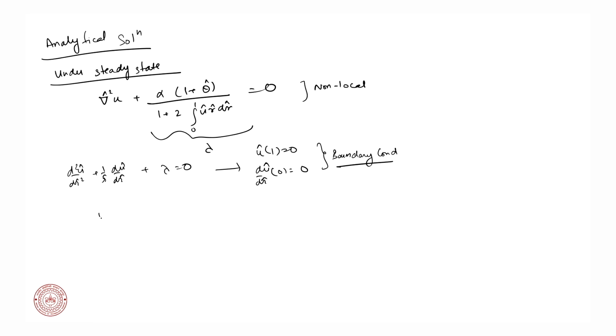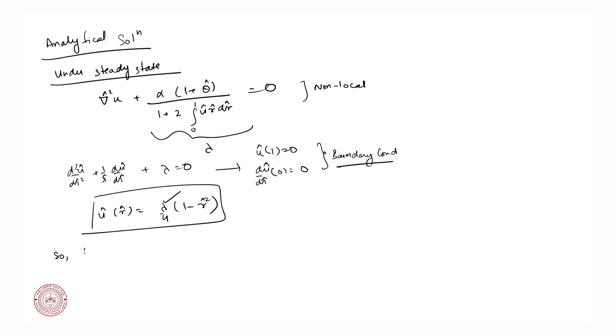We will get that u hat of r hat will be equal to lambda by 4 times (1 minus r hat square). Quick check: u hat at r hat equals 1 becomes 0, and the derivative of this will be equal to 0 at r hat equals 0. All right, very nice. So now we have an expression, but we still do not know what this lambda is.